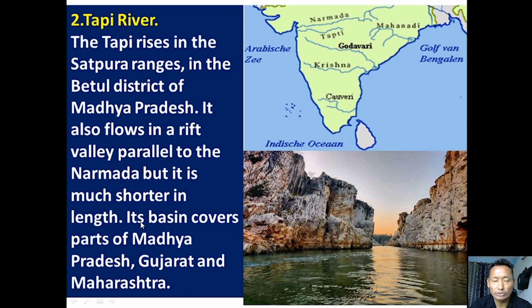Its basin covers, and basin means, as we know, a particular river and its tributaries, all these areas included in the Tapi River's drainage system or catchment area. We already discussed river basin and catchment area in part 1. The Tapi River's basin and its tributaries cover Indian states such as Madhya Pradesh, Gujarat and Maharashtra. So this particular Tapi River's drainage basin covers three Indian states.